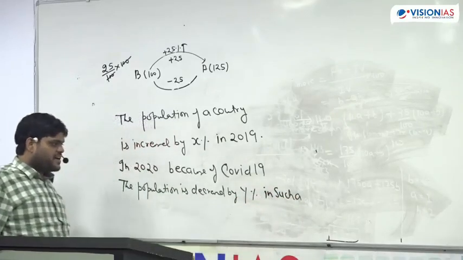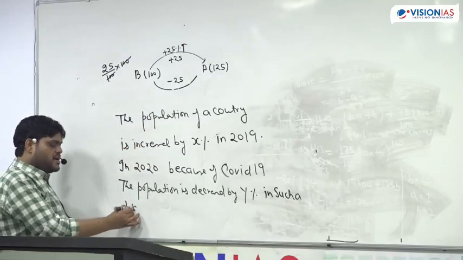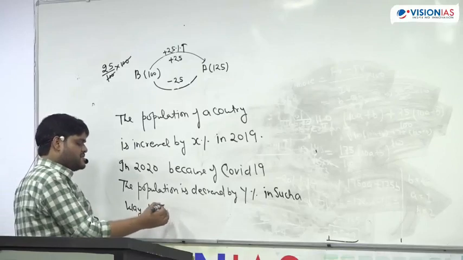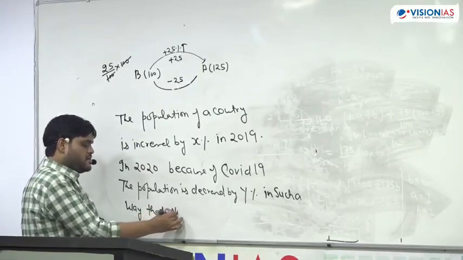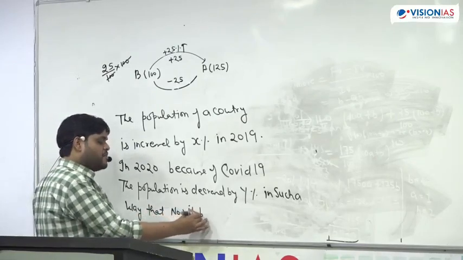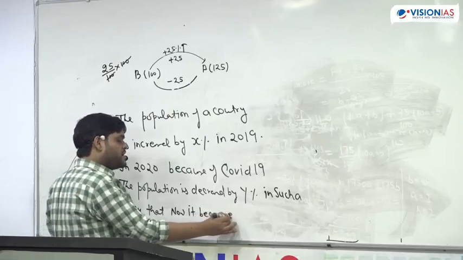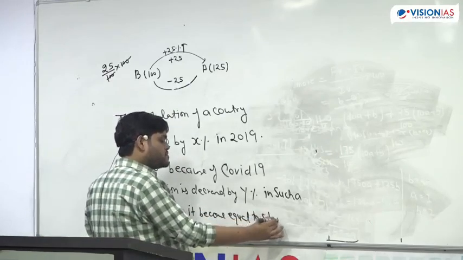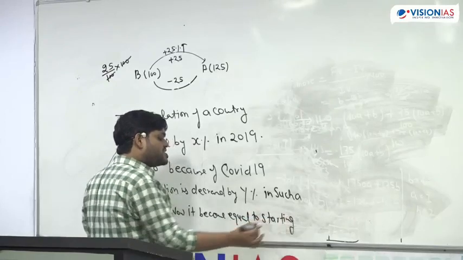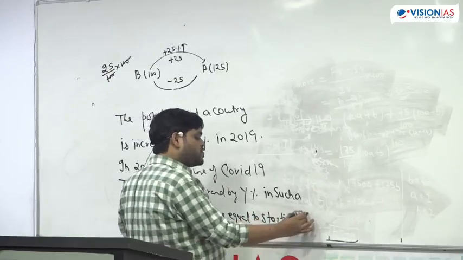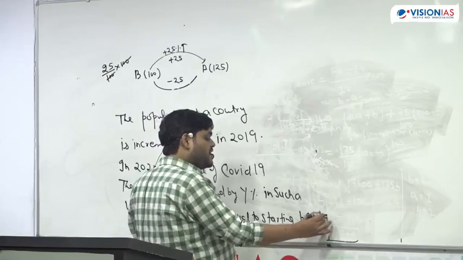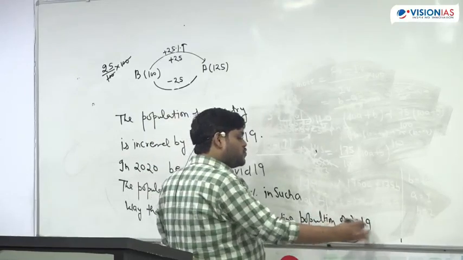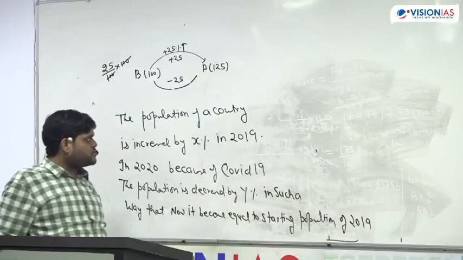in such a way that now it becomes equal to the starting population of 2019. Starting population of 2019. What is the question?